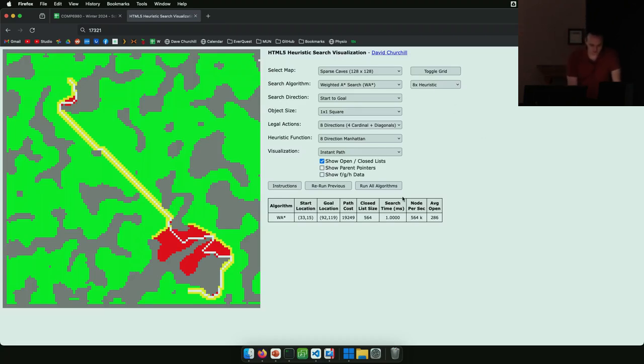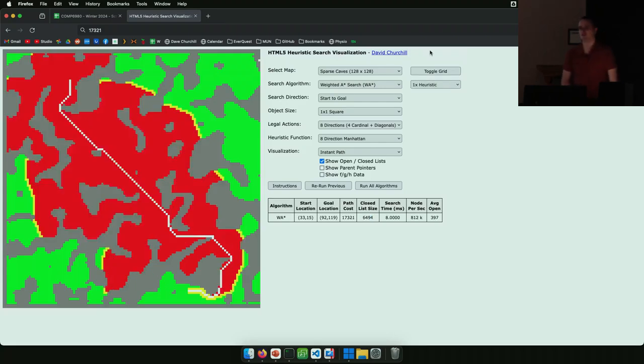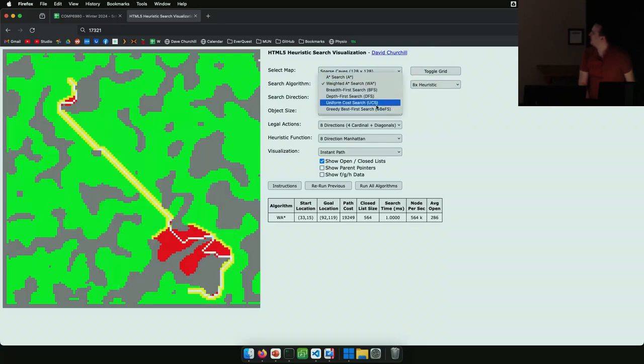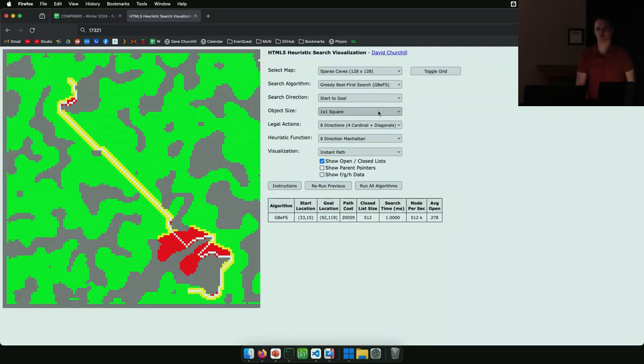So the amount of nodes that we search, look, the closed list size is now 564. What it was with 1 times heuristic, 6,000. So A star searched more than 10 times the nodes, like 12 times the nodes as this. But look, if we keep putting the heuristic up and up and up to infinity, we get greedy best first search, and this is what greedy best first search looks like. This is like visual, not proof, but intuitive proof that yes, it is approaching that.